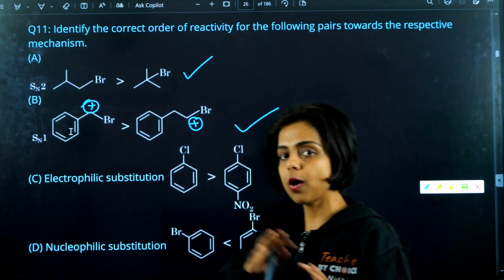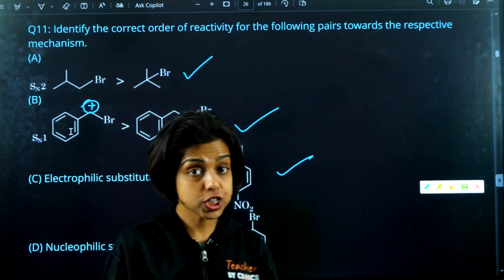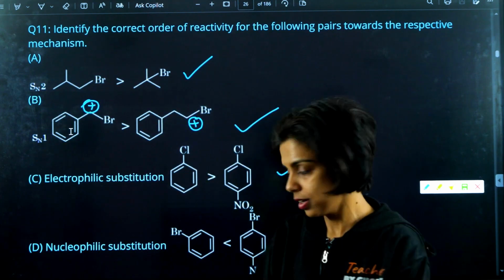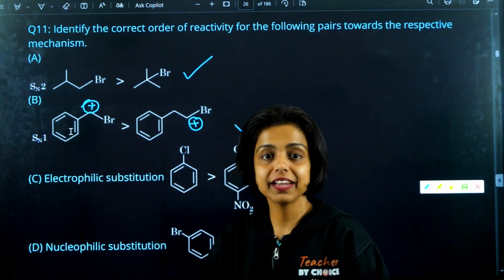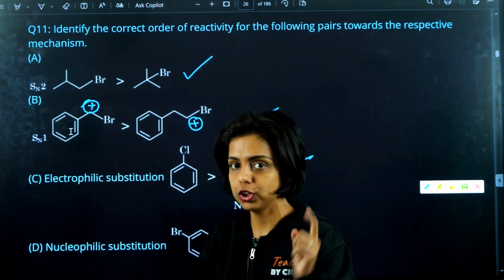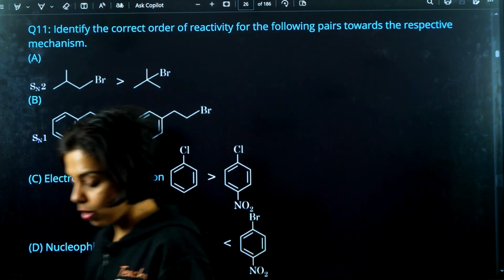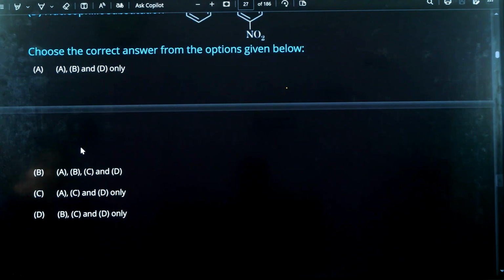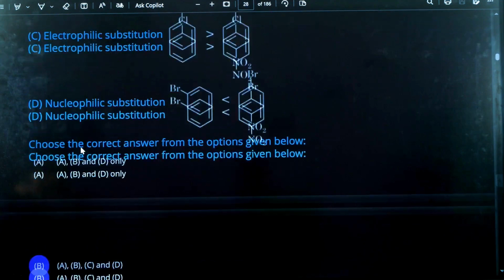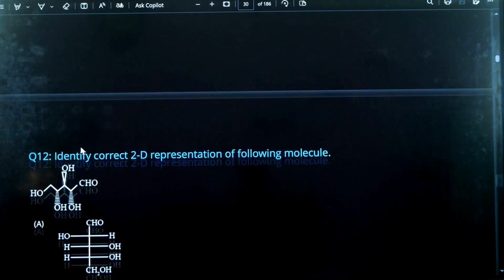Nucleophilic substitution, now the opposite case. The nucleophile is attracted towards the benzene ring which is electron deficient, with strongly electron withdrawing groups. Out of these two, NO2 is the withdrawing group, which decreases the electron density of the ring and hence facilitates the attack of a nucleophile. So all the orders given are correct. Let's check the options. The correct answer is that all are correct, so we'll go with B: A, B, C, D all are correct. Next question.